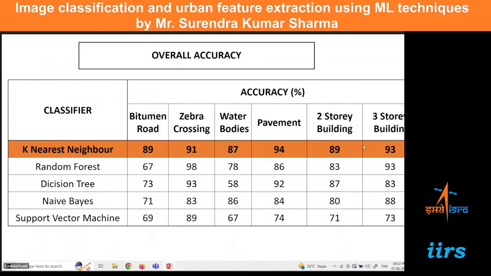And for the overall accuracy that we assessed for different classes, we found that k-nearest neighbor was giving better results in comparison to all other algorithms.